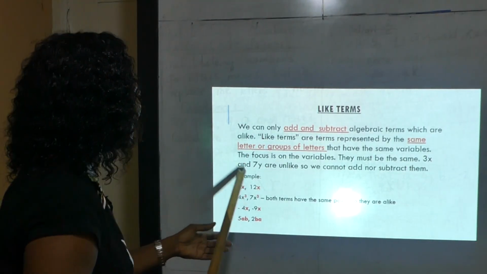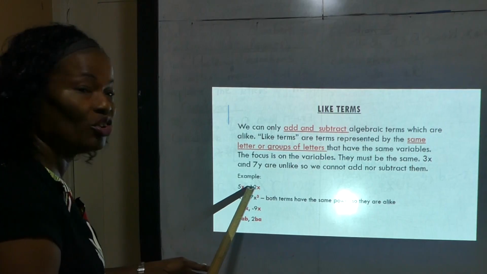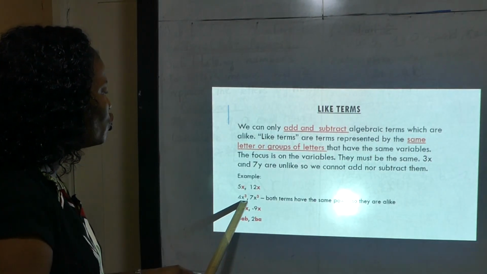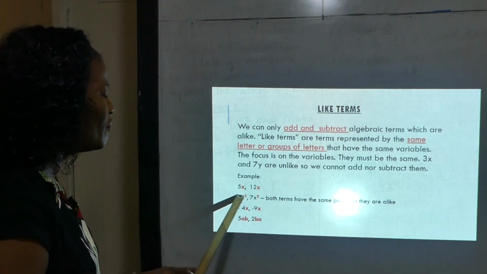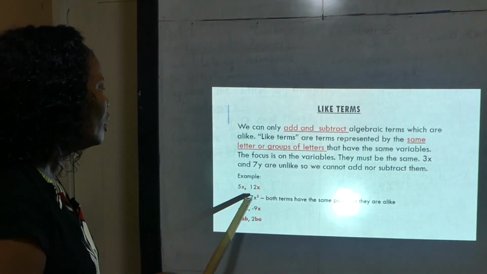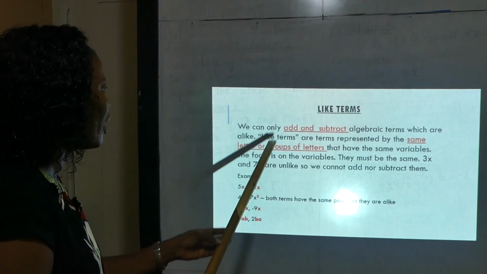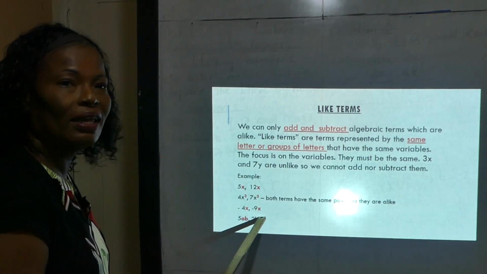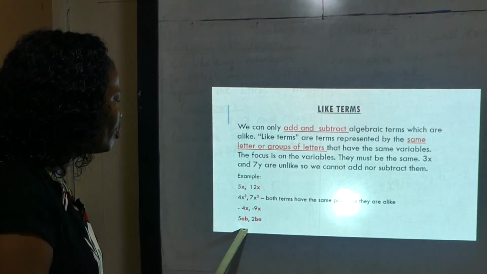Awesome. Example, 5x and 12x. You notice that I put the x in red because they are alike. X cubed, 4x cubed. So the focus is not on the number, no, we know. The focus is on the variable and the power. If the powers are the same, if the powers are alike, and the letters are alike, then we say that they are like terms. What about negative 4x and negative 9x? The letters are alike. This one is a bit tricky.